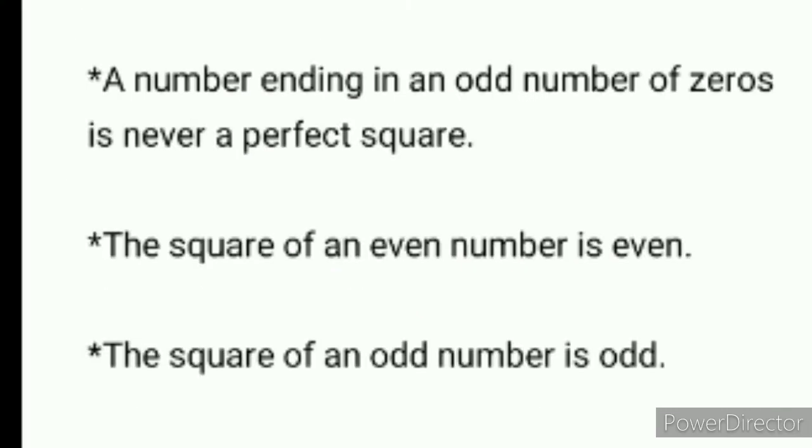Yes. Next, the square of an even number is even. 4 is an even number. Its square is 4 into 4, 16, also an even number. Square of an odd number, for example, 5 is an odd number. Its square, 5 into 5, is 25. Yes, you can check with the other odd numbers and even numbers. You will get that square of even is even, square of odd is odd.